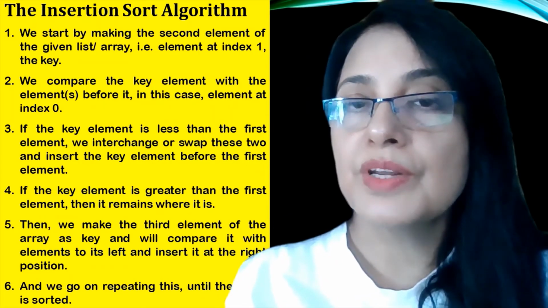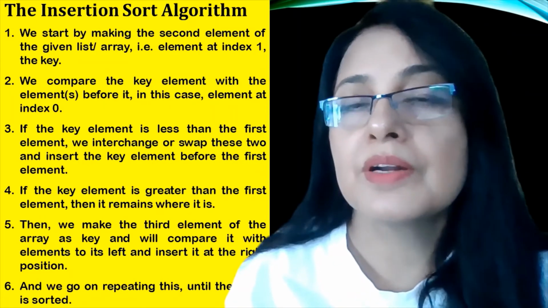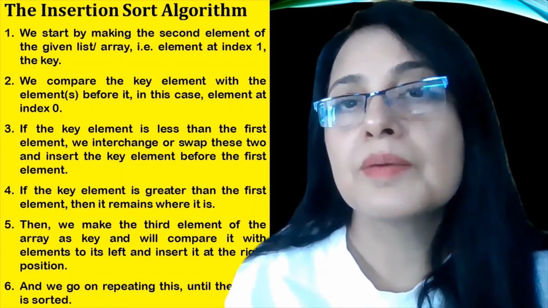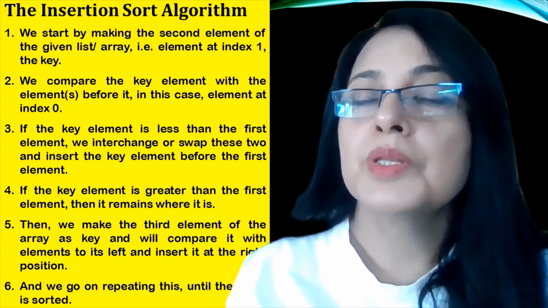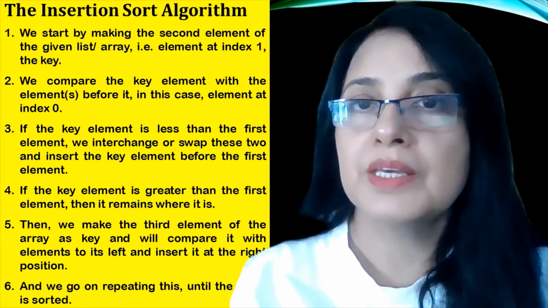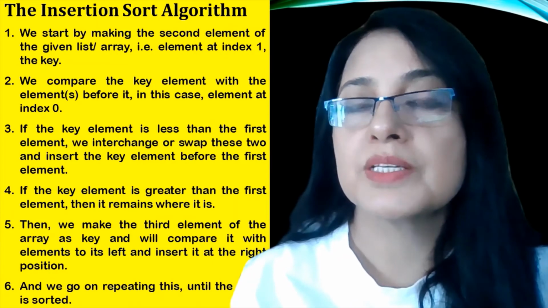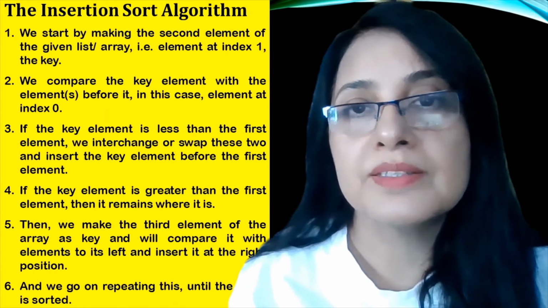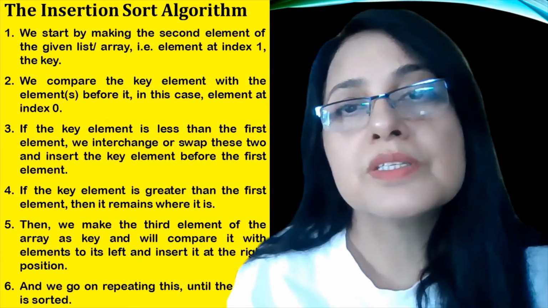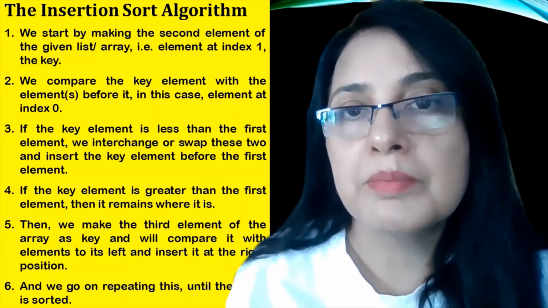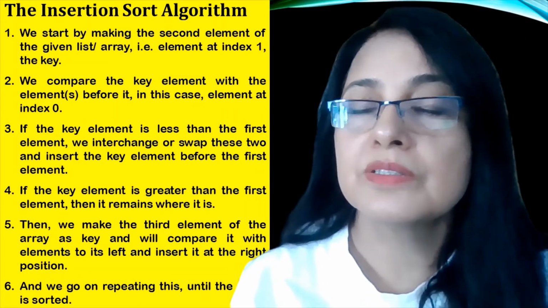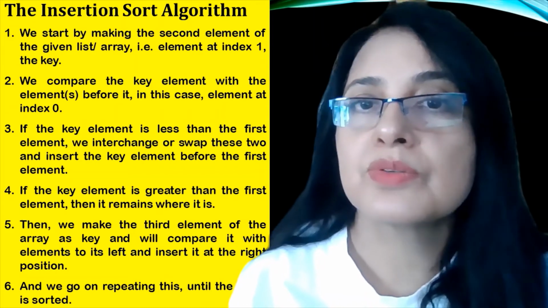In iteration 3, we'll make index 3 our key element, compare it to index 2, 1, and 0 and place it accordingly. In the fourth iteration, the index 4 element will become the key element and it will be compared to index 3, 2, 1, and 0 and placed accordingly. Now this will carry on till it reaches index n minus 1. And at the end of these n iterations, the list will have been sorted.